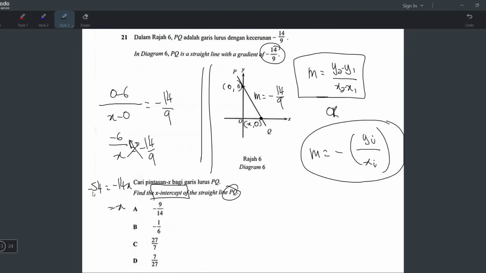But you can change to fraction, it is 27/7. So the improper fraction is 27/7. So C is the answer. Yeah. Okay, I said just now I will show you using the other method.